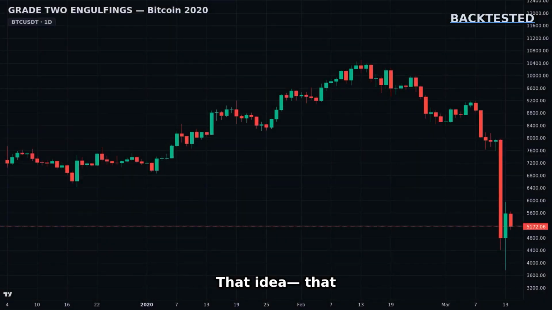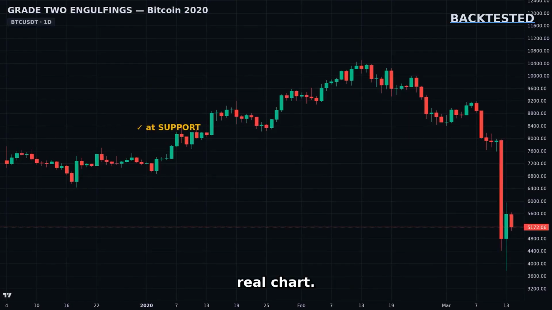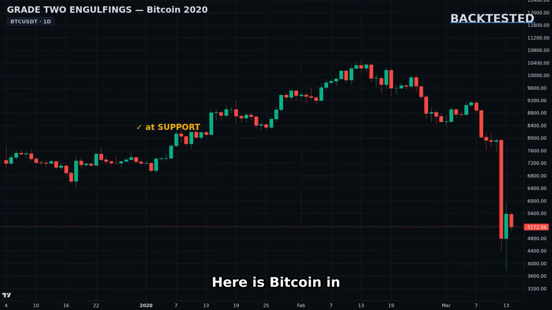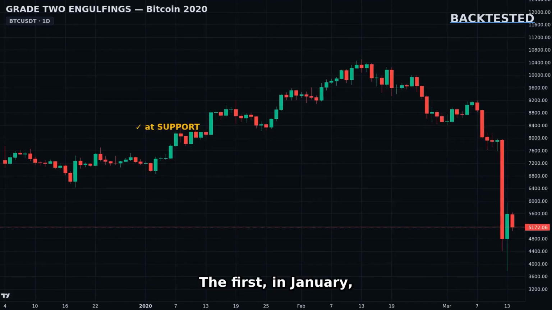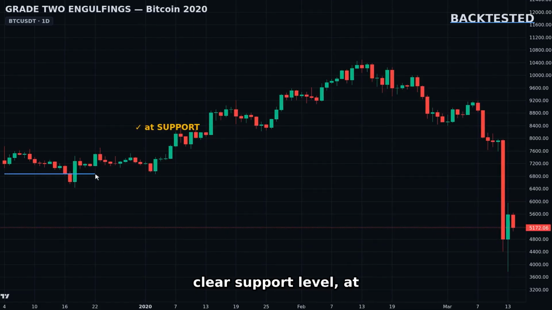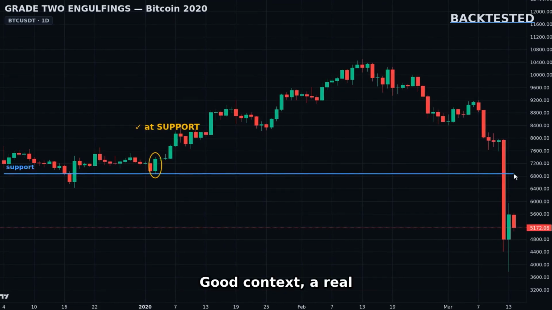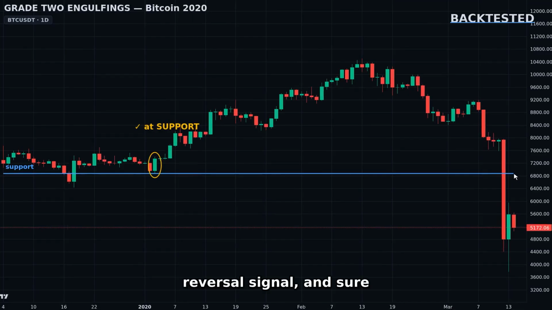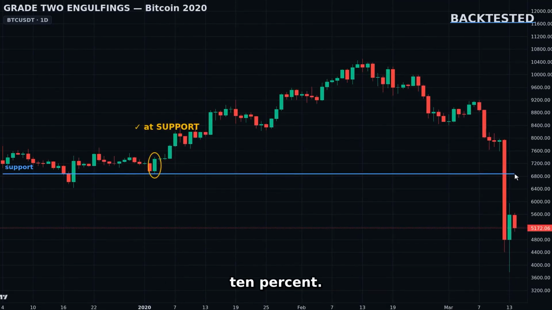That idea, that context is everything, is worth proving on a real chart. Here is Bitcoin in early 2020, with 2 bullish engulfings that look almost identical. The first, in January, forms right at a clear support level, at the bottom of a pullback where buyers had defended before. Good context, a real reversal signal, and sure enough, price bounces about 10%.